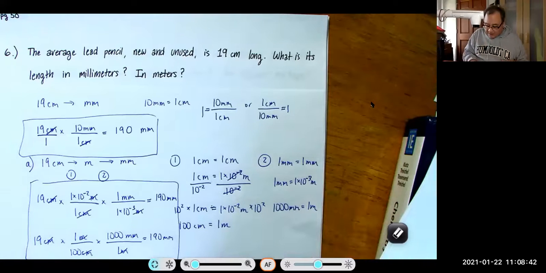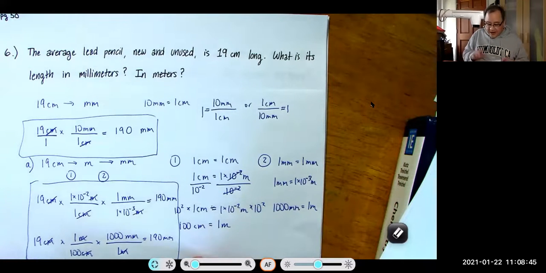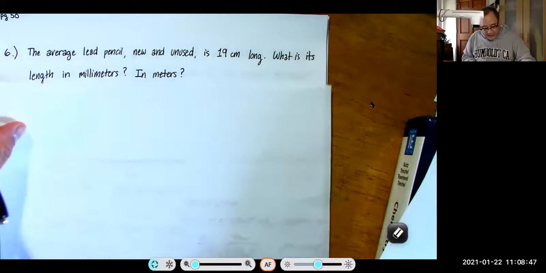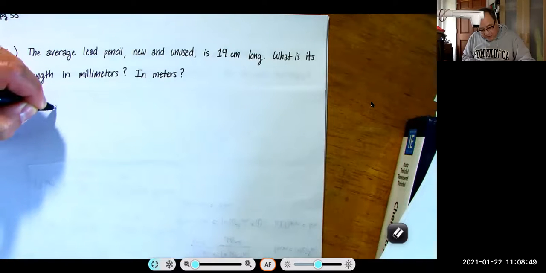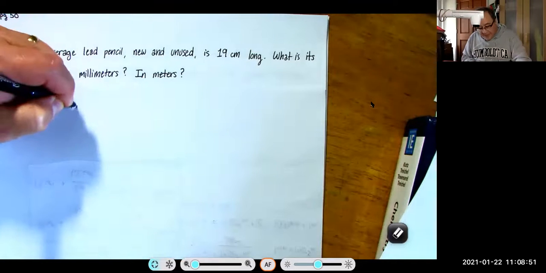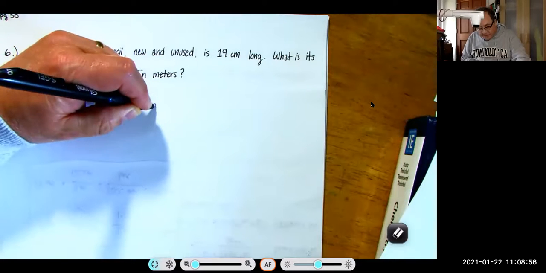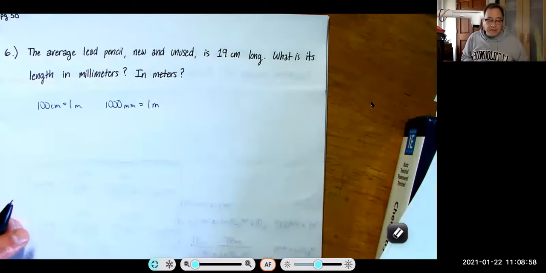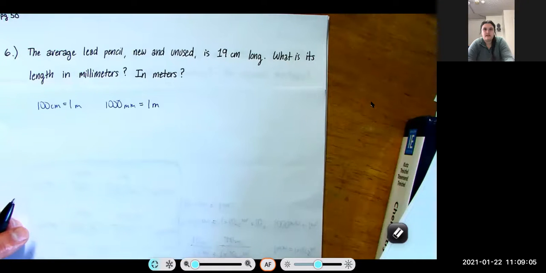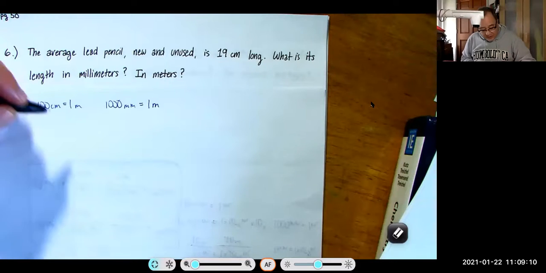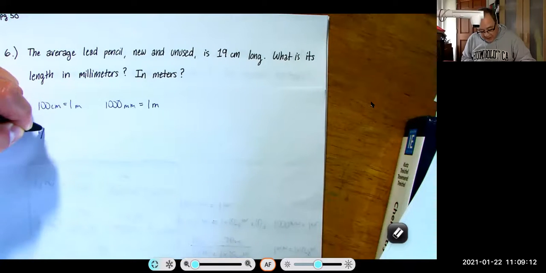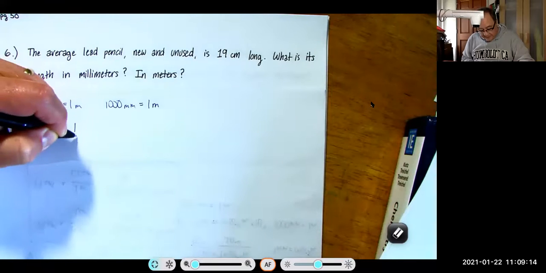But I will say that this is kind of easy when we say 100 centimeters is 1 meter. 1,000 millimeters is 1 meter. But what if I asked you about micrometers and meters? What would you write? Micro is 10 to the minus 6. So if we did it the way I've been talking about, it would look like this.